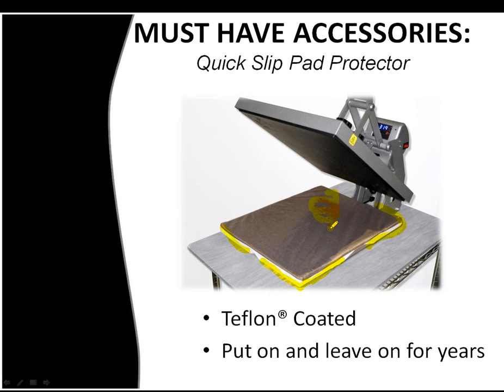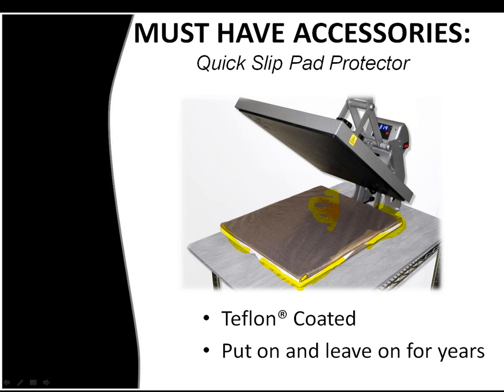That lower platen is made out of a heat-resistant rubber, and what that heat-resistant rubber is going to do is, after years of use, it's going to start to curl up in the corners. And that's going to cause inaccurate pressure again. So the quick slip pad protector is going to help your heat press from deteriorating. It's going to make that lower platen, that rubber pad, last much, much longer.